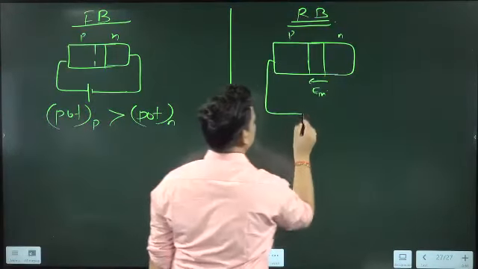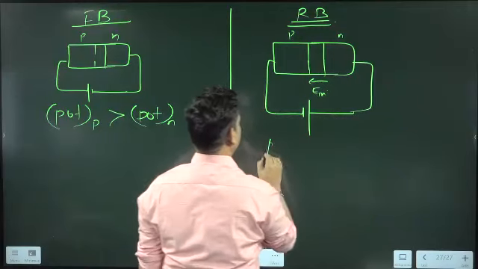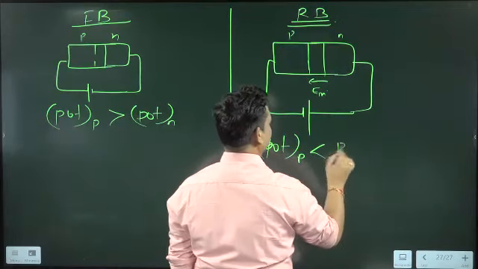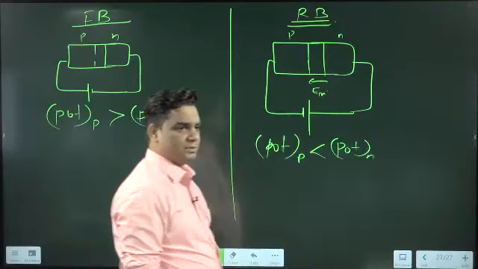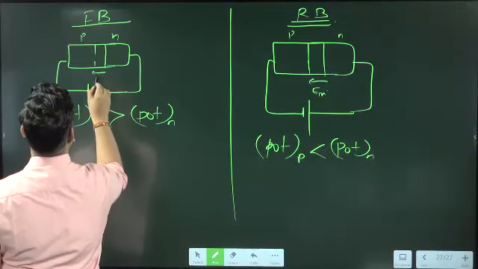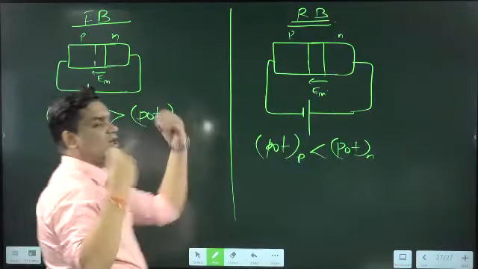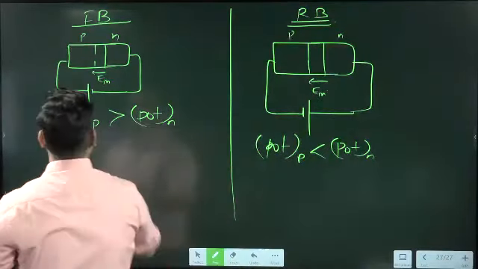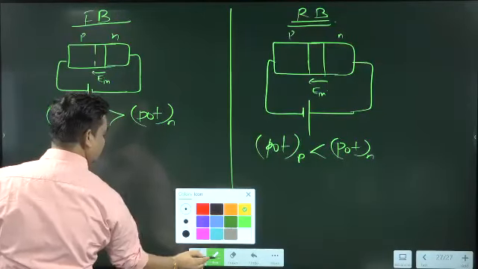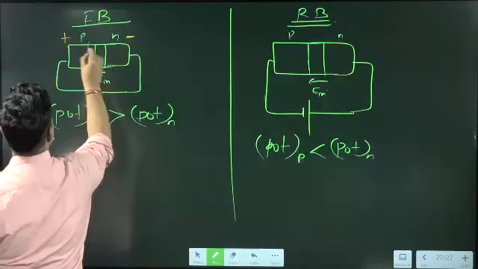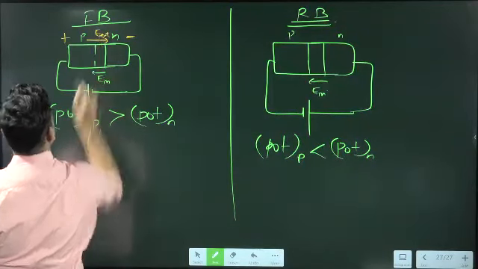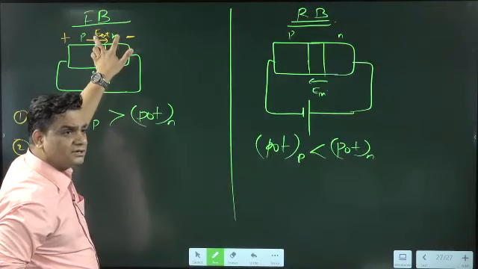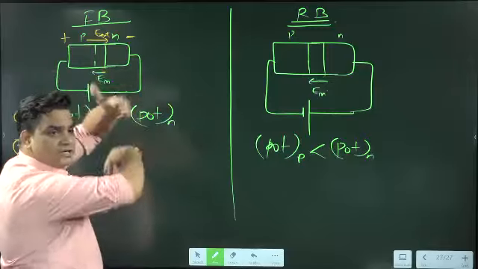Here we can write, if we connect the battery the other way, the potential of the P side becomes less than the potential of the N side. This is one point you need to remember. Now, the internal field: what is its direction? The internal field is always N to P in the depletion layer, all the time. So we get an external field here: this is positive, this is negative. This is number one. Number two, strength of field: is it reduced or increased? Both fields are in opposite direction.